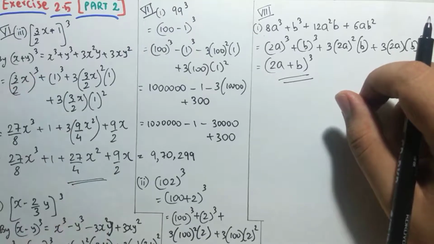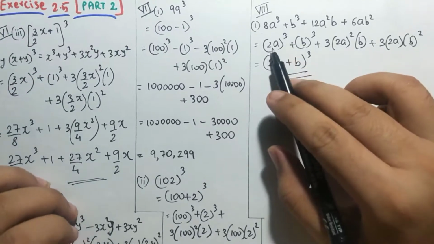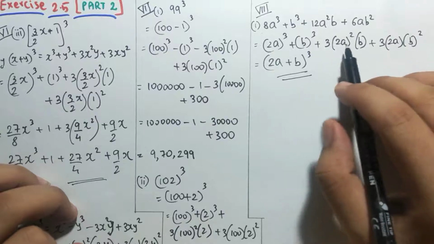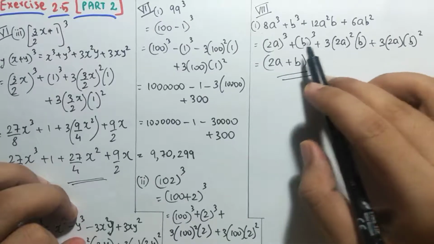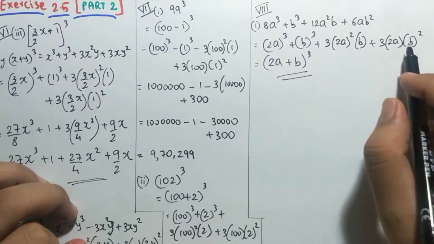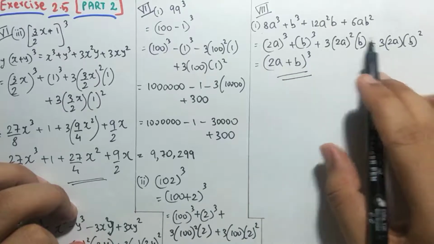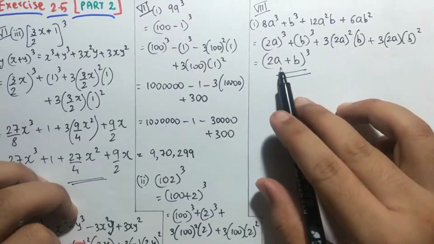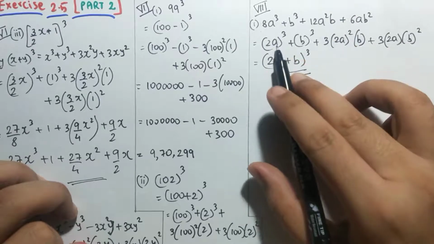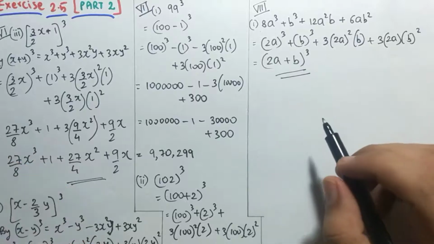This identity. Simple. Take the cube of the first, take the cube of the second, then write 3 into the square of the first into the second. Just write, nothing to solve. 3 into first term into square of second term. That will show that this expansion is actually the expansion of a whole cube. Which whole cube? First term plus second term the whole cube.